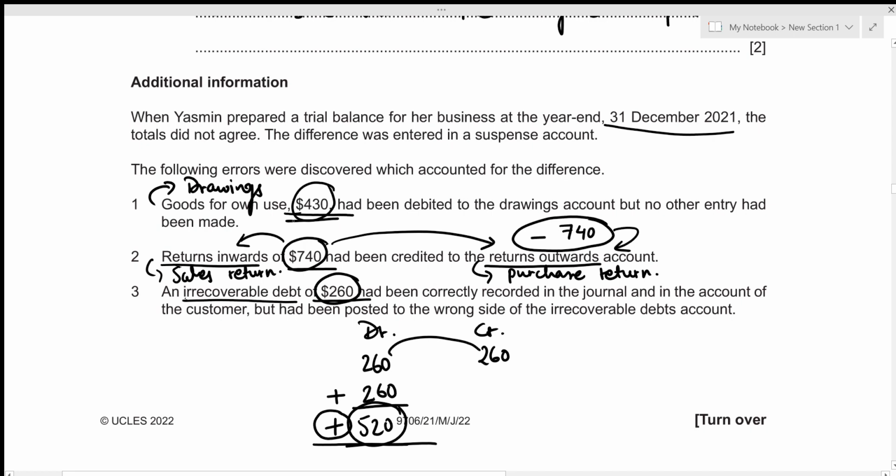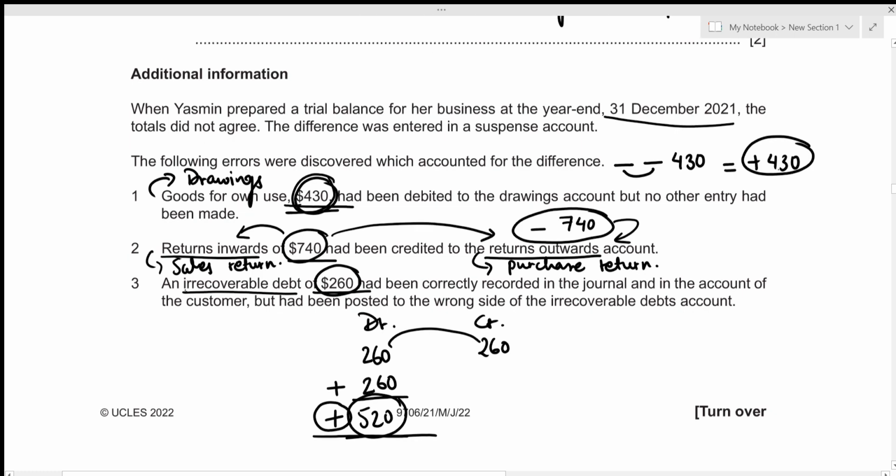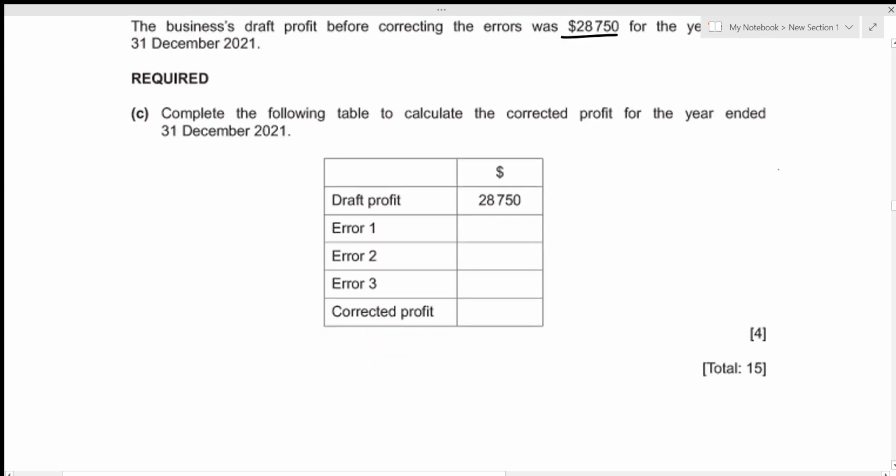So our first error was that 430 had not yet been reduced from the purchases, right? So we need to reduce 430 from the purchases, and we know that purchases is actually subtracted in order to figure out the profit, right? So there's another negative as well. So two negatives make up a positive. So that's plus 430, which means that we need to add 430 in order to figure out our correct profit now. Let's record this. So for error 1, we will be adding 430.